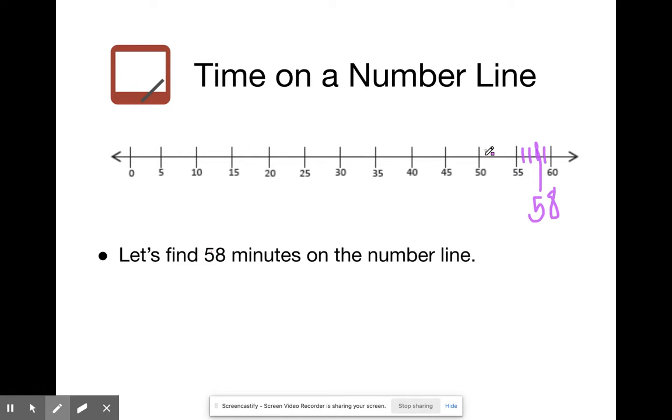So I'm going to count 51, 52, 53, 54. Oh, and 52 minutes was right here. I'm going to make that a little bit longer, and I'm going to write 52. All right. So that's how we can tell time using those smaller tick marks.